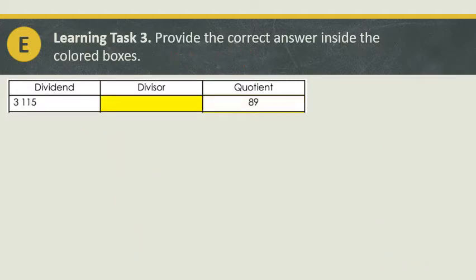Then, we have number 2. So, meron tayong dividend, meron tayong quotient. Ang nawawala is divisor. Pag nawawala ang divisor, divide pa din yan. So, i-divide natin yung 3,115 sa 89.